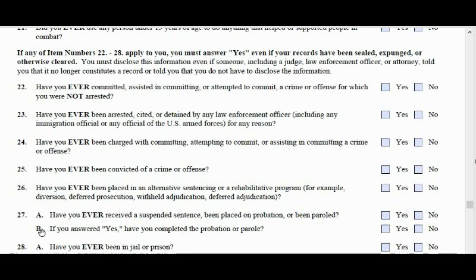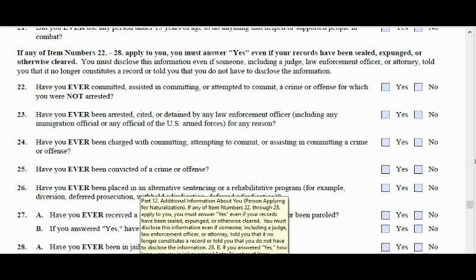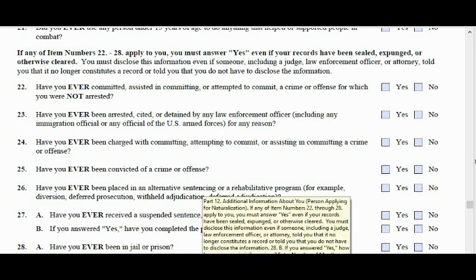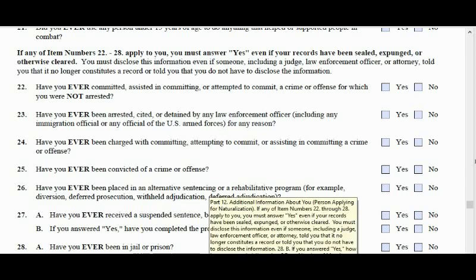Okay. So B, if it's yes, you've been sentenced, placed on probation, or paroled, have you completed probation or parole? If you have completed it, then you check yes. If you never completed it, you check no. On 28, have you ever been in jail or prison? If it's yes, how long were you in jail or prison? If it's 10 years, put 10 years. If it's 2 years, put 2 years. And if it's 10 years, 2 months, you put 10 years, 2 months, and so on.